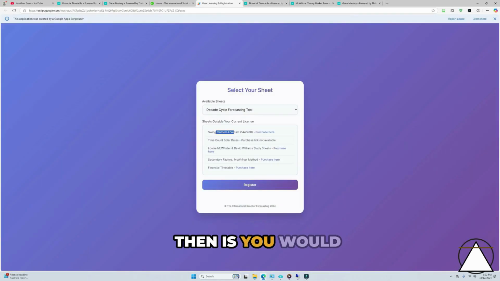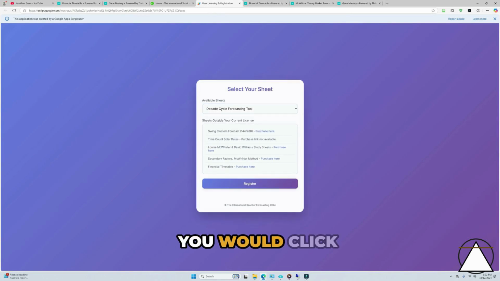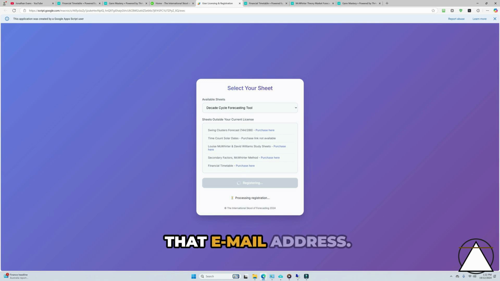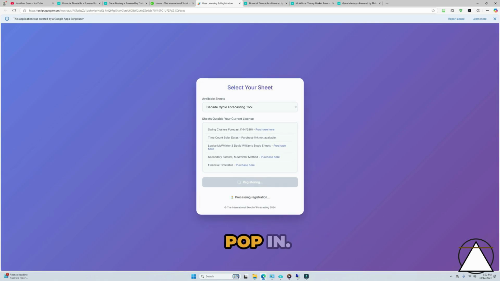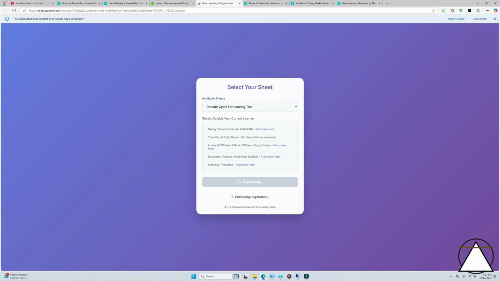Now what you do then is you would click this button right here. So once you've selected the tool that you want, you would click register. It's then going to register this tool to that email address basically. Now we just wait. I don't know if this is going to error out or not because I did just register a dummy email before. But we'll see what happens, because I'll show you the next step.